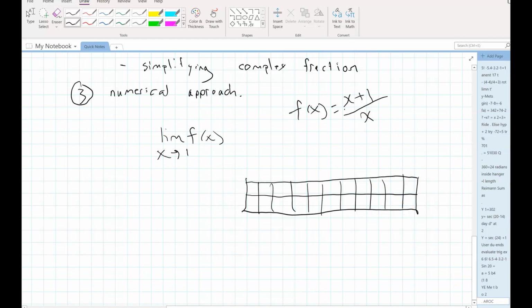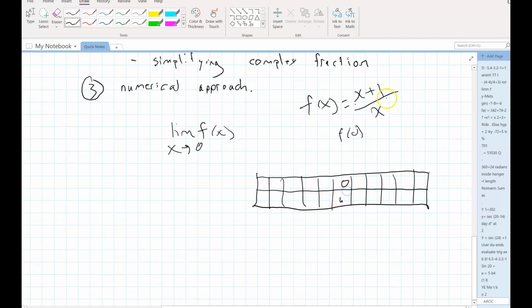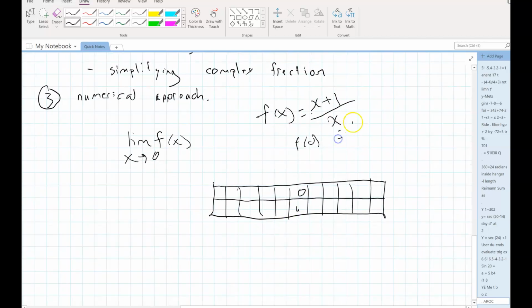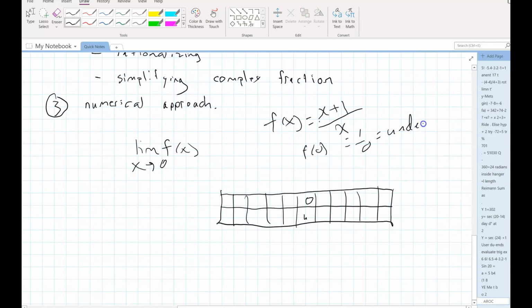If we want to find out what's happening at 1, let's let x approach 0, because that's a problem. We don't know what f of 0 is, right? At 0 it's undefined, because when I plug in 0 in there, I get 1 over 0, which is undefined, right? So I'm trying to find out what's happening as x approaches 0.